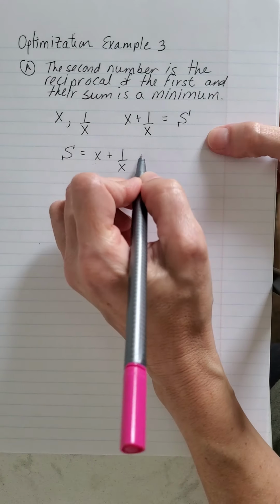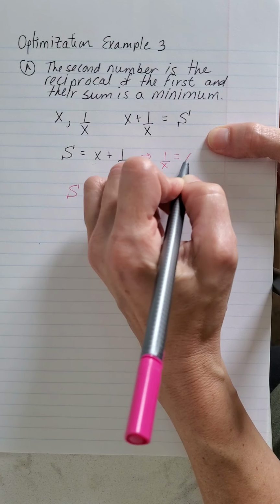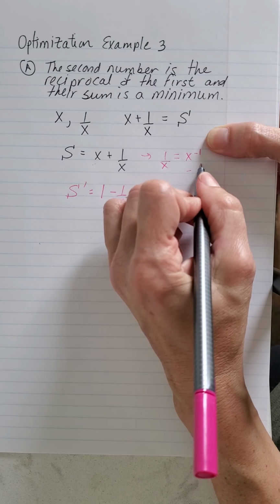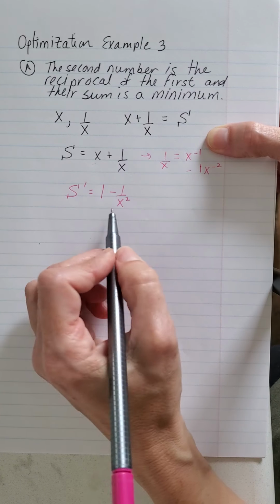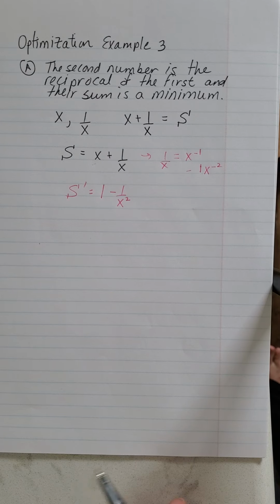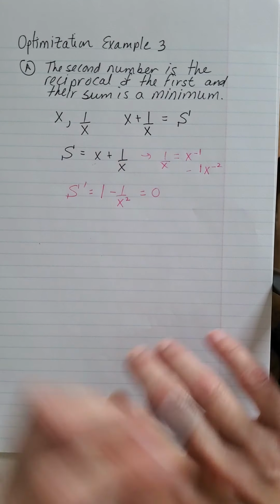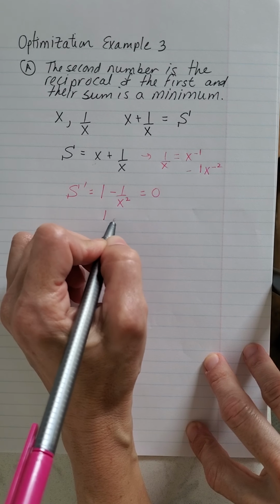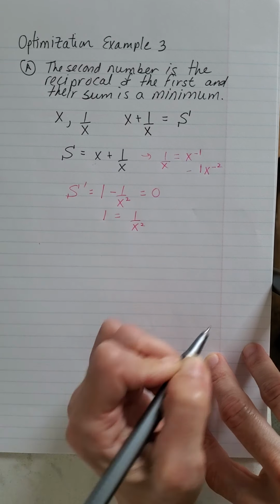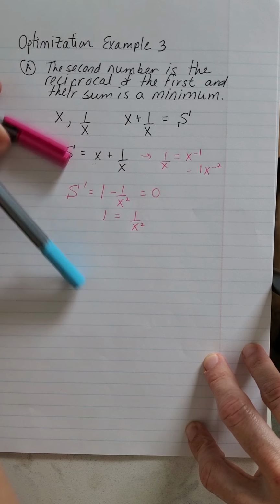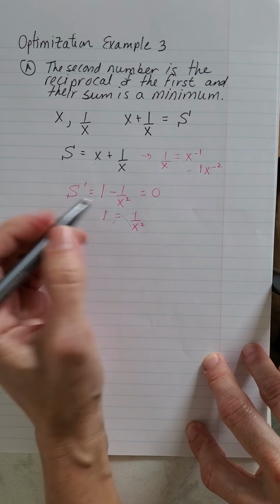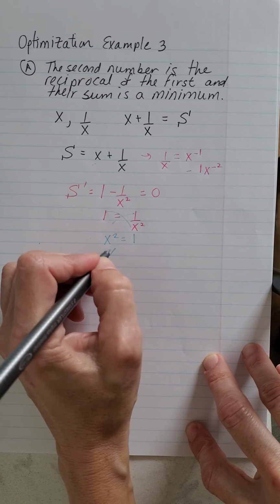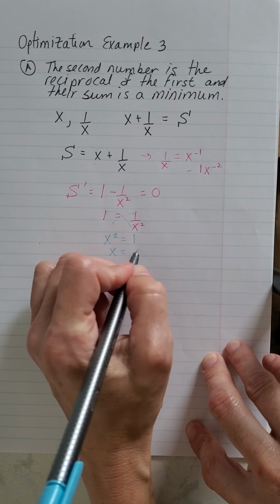How do I know that? Because 1 over x is the same as x to the negative 1. When I take that derivative, I get negative 1 x to the negative 2, which is minus 1 over x squared. What I can do is set that equal to 0, and then I can solve it. If I move the 1 over x squared to the other side, I get 1 equals 1 over x squared. And then if I want to take the long way in solving, I can cross multiply, and I get x squared equals 1. And so x equals plus or minus 1.